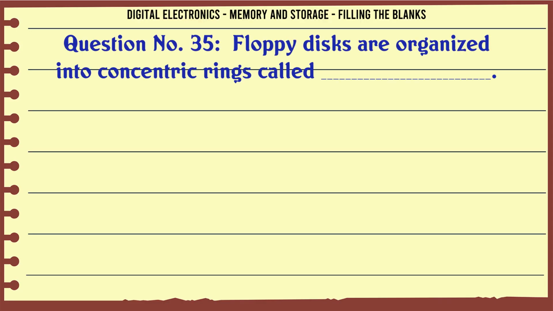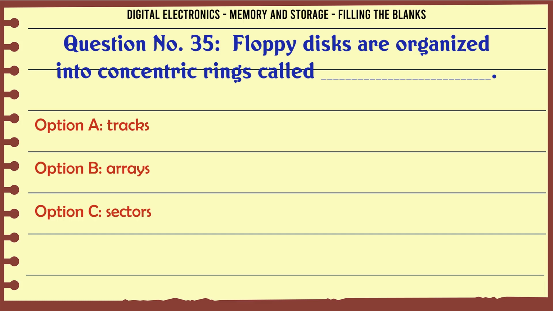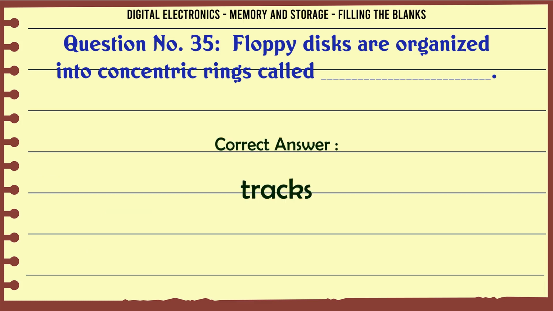Floppy disks are organized into concentric rings called A. Tracks. B. Arrays. C. Sectors. D. Cells. The correct answer is tracks.